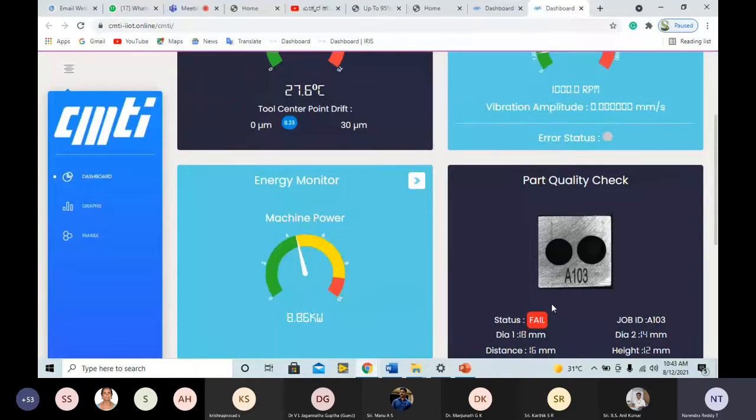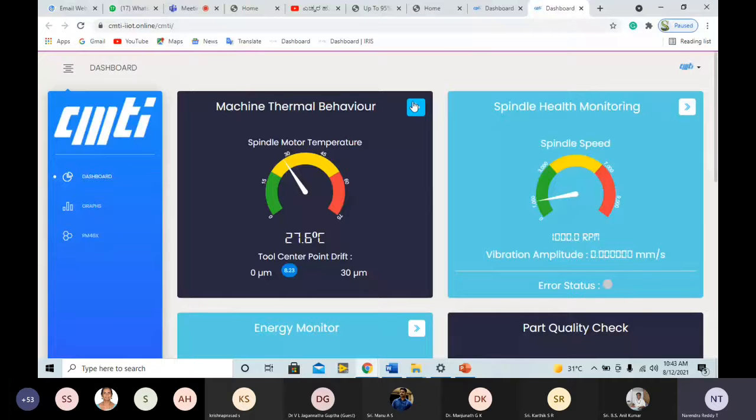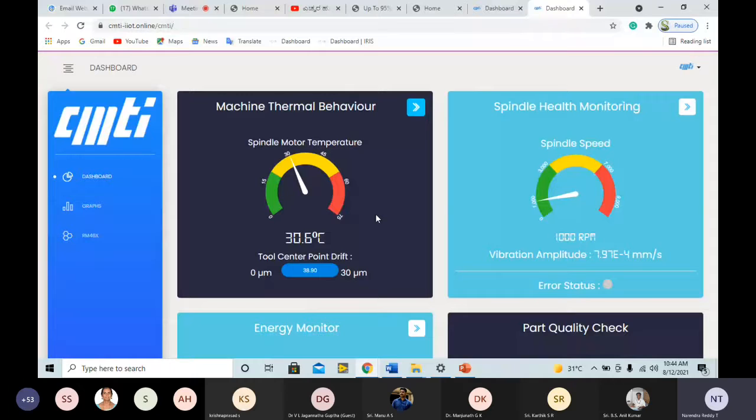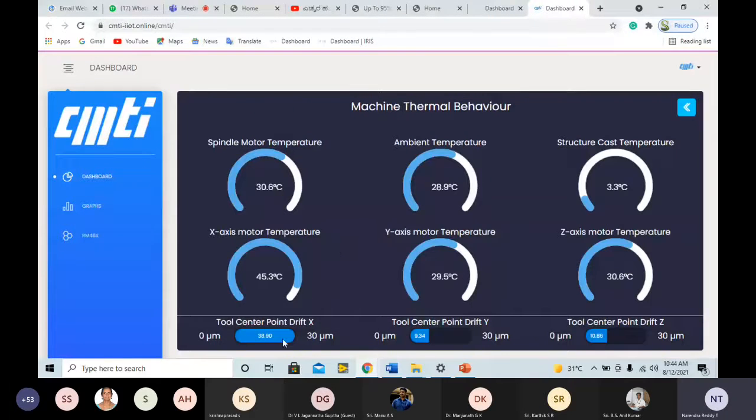And for temperature monitoring, we have mounted 6 temperature sensors across the machine, like the spindle motor temperature, ambient temperature, like this. Based on this thermal behavior, we also see in a CNC machine how much it is drifting. Using AI and ML techniques, we were able to find out how much deformation is happening because of this temperature. You can see 8.2, 3.1 and 8.94.